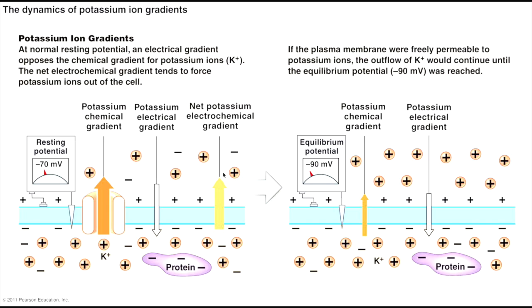And if the cell was permeable only to potassium, potassium would leave the cell until the equilibrium potential was reached. And for potassium, that would be at about minus 90 millivolts. At that point, you would see the chemical gradient is not as strong, and the electrical gradient is getting stronger because there's more negative charges to attract positive ions. So at that point, there would be no net movement of potassium.